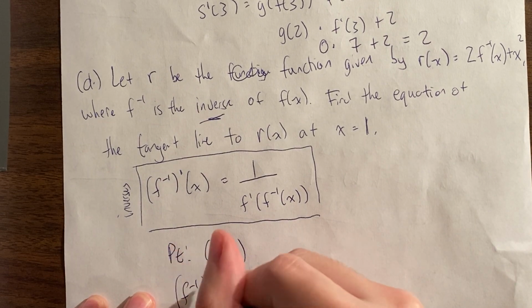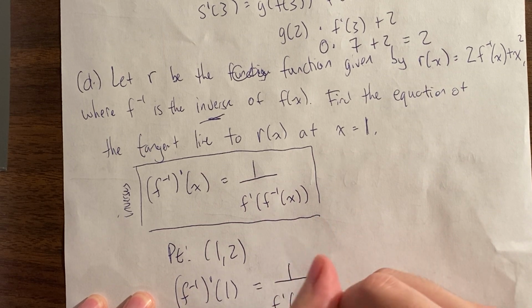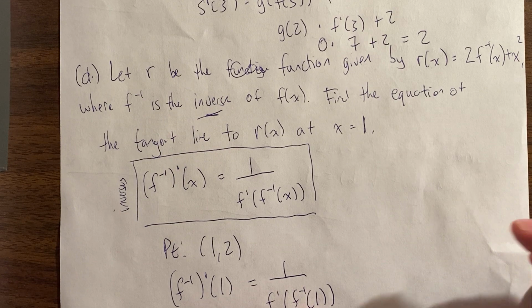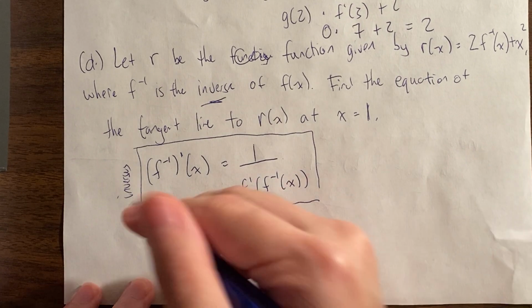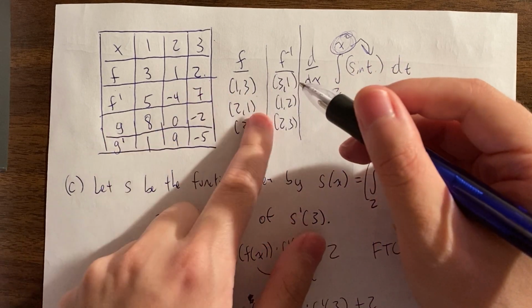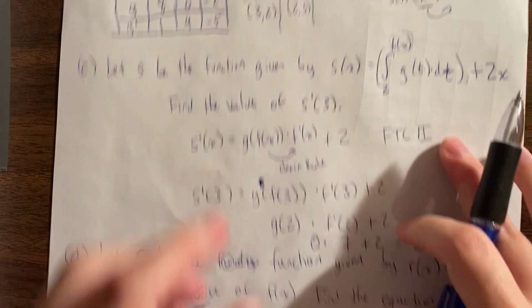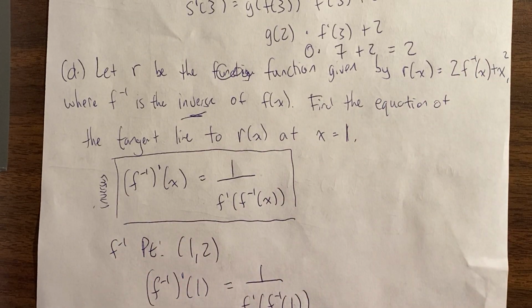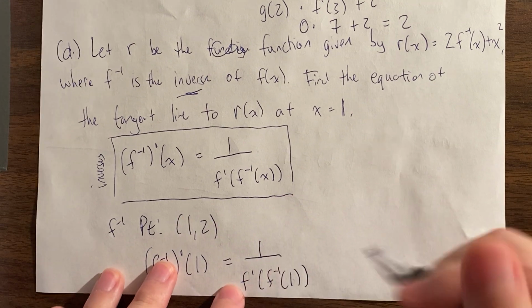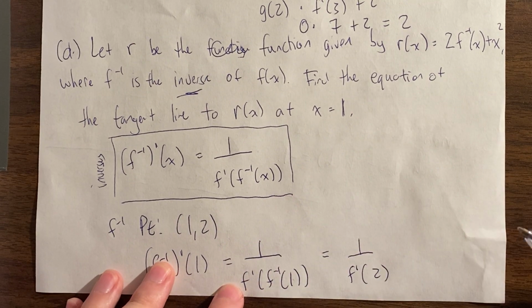So we get f inverse prime of 1 equals 1 over f prime of f inverse of 1. Well, again, what is f inverse of 1? It is 2, because this is f inverse. If you wanted to read from this little table to accompany the given table, f inverse of 1 is 2. So don't panic when you can't see f inverse. You use the switching action. (x, y) becomes (y, x). So in this case, we get 1 over f prime of 2.